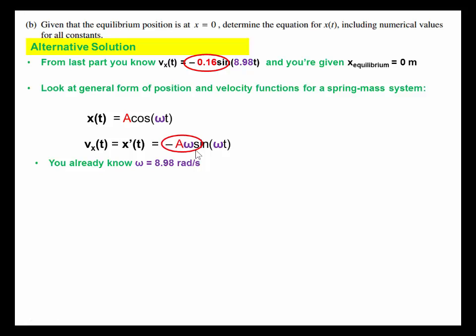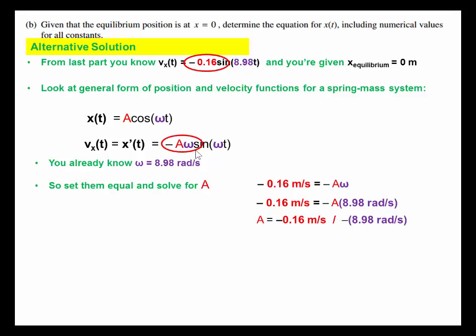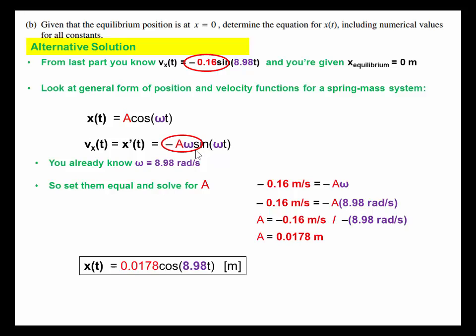So those two things I'm going to set equal to each other, and then I'll solve for A. And so I'll go ahead and plug in. I'm just showing my units so I make sure units are consistent here. Solve for A, and I get 0.0178 meters, just as I did with the other methodology. So there's our answer, and once again you should do a sanity check as I showed you on the last page.